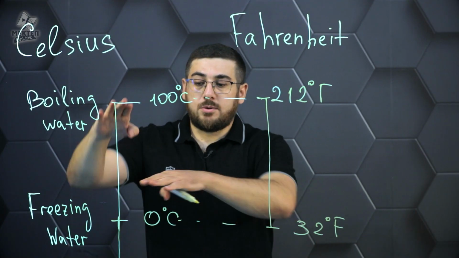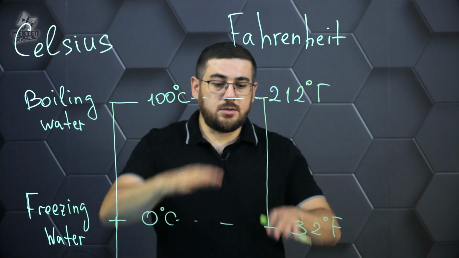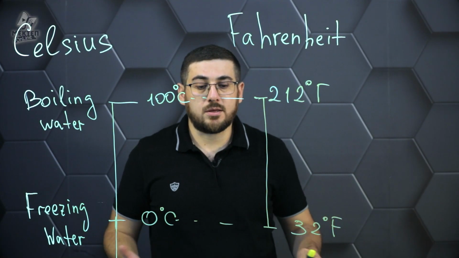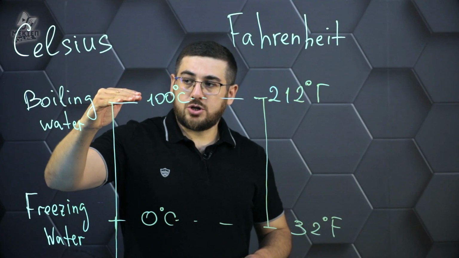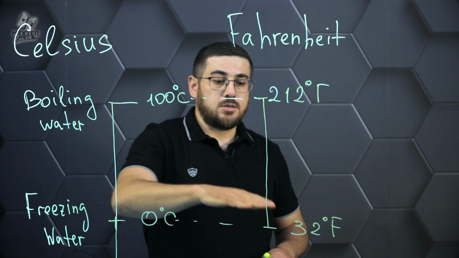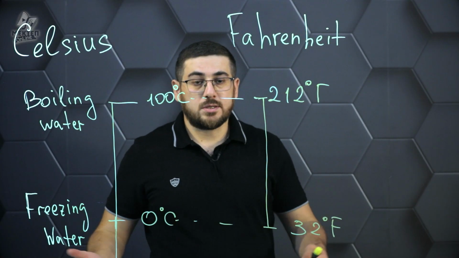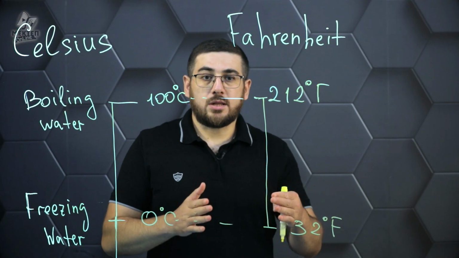And as you and I can see, the range between the Celsius temperatures for the same process and the range of temperatures on the Fahrenheit scale, they do differ. So here between the boiling point and the freezing point, we see a 100 degree difference, and here we see a 180 degree difference. That tells us that the two scales are different.